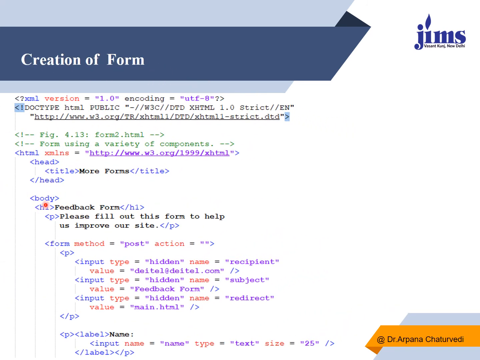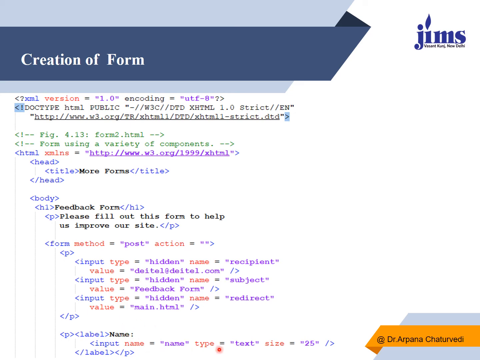In this again we start with body, h1 feedback form. Please fill the form. Method is equal to post. For the form the attribute method is equal to post. Action we can write, and these are the hidden details, in which they say who is the recipient, what will be the subject, and where this form will be redirected.